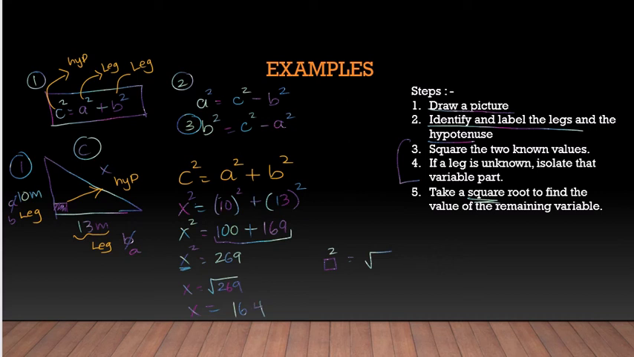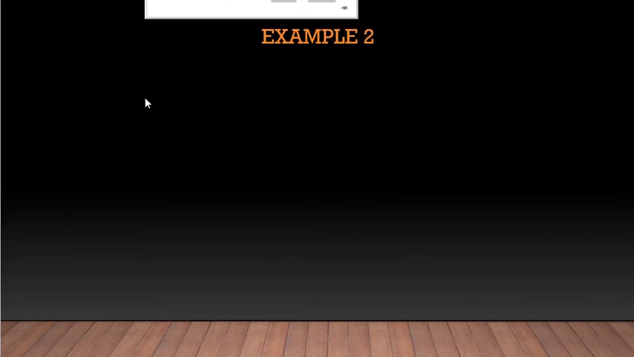Just round it to the tenth, just one digit after the decimal. We started with the meter units, so here I'll put meters. So x is equal to 16.4 meters. Okay, so let's do one more example.